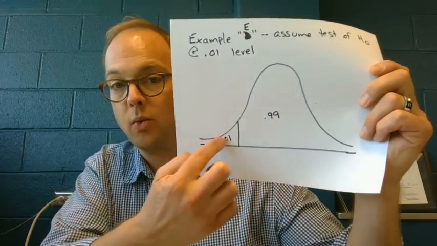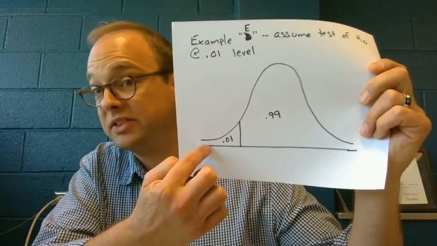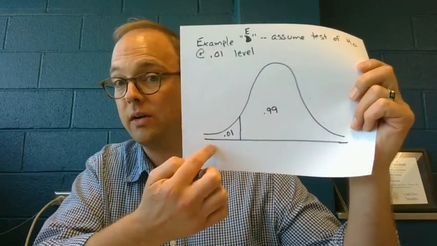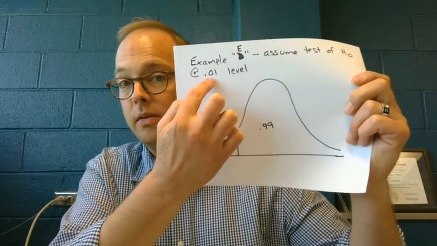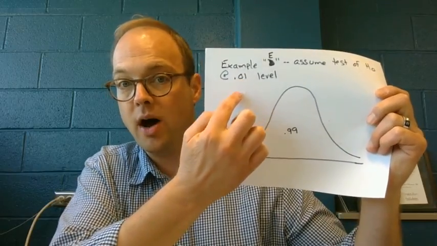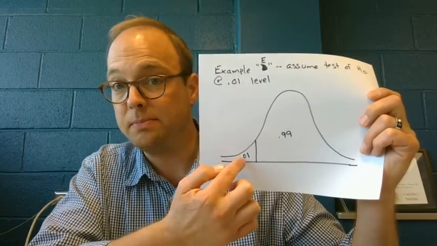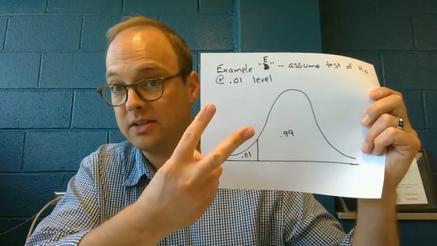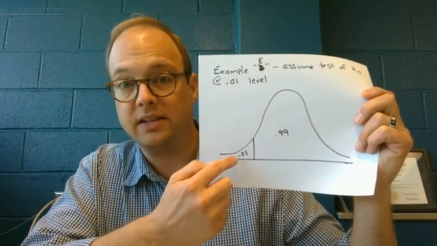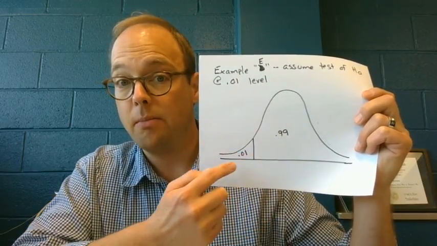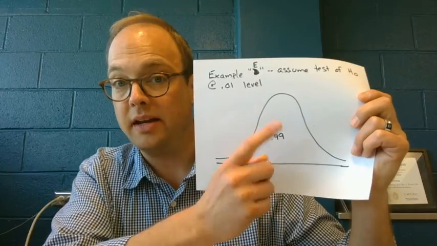Fewer nightmares. One tail on the left side, not the right side, the left side, because we said fewer. Also, the critical region size is 0.01, so we put that here, 0.01. Since we only have 2 pieces instead of 3, and this piece is 0.01, I know that this piece has to be 0.99. 0.01 plus 0.99 equals 1.